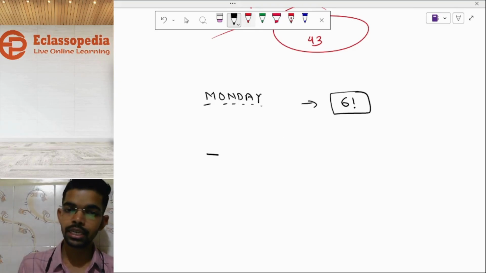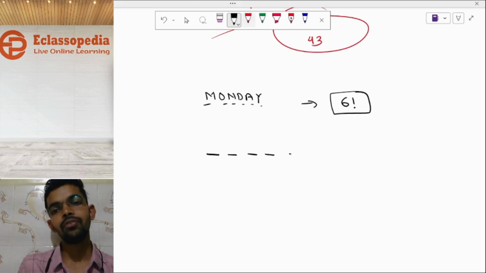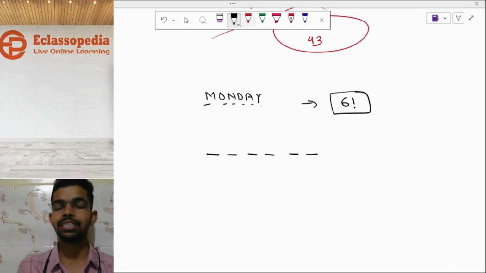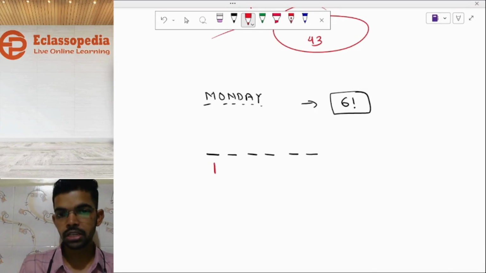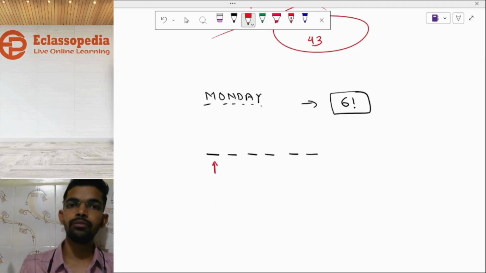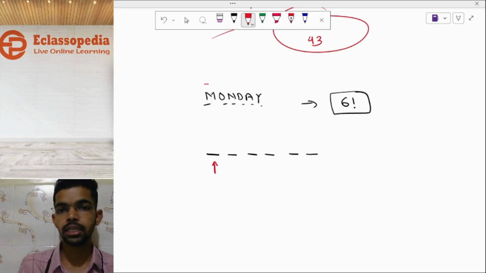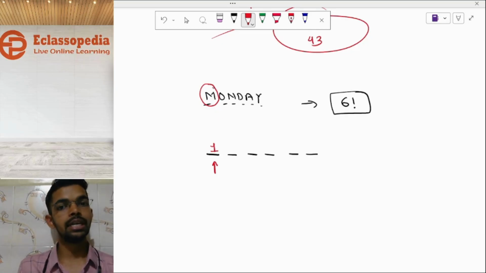Now if I say how many 6 letter words you can form from the letters of the word Monday such that it always starts with M. All the words should start with M. So what will we do? Do we have any restriction on the first place? Yes, now we have the restriction. What is the restriction? The first place will always have M, right? So how many choices do you have for the first place? Only one choice, that is M.